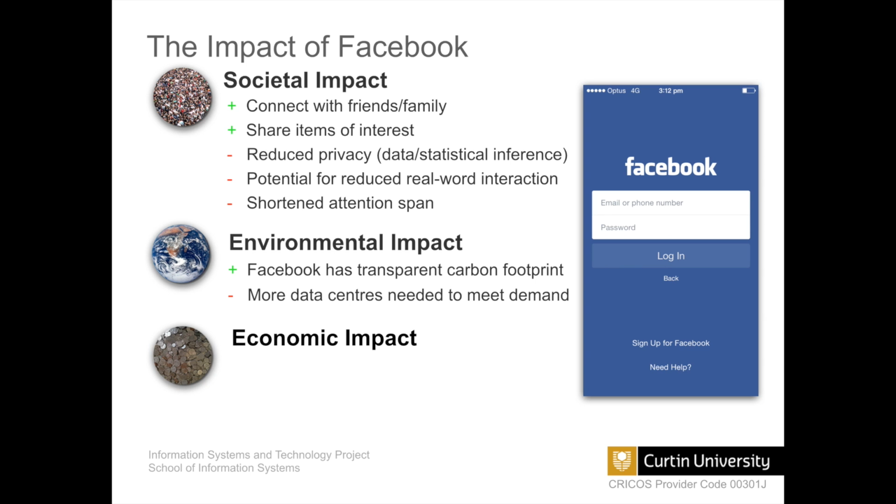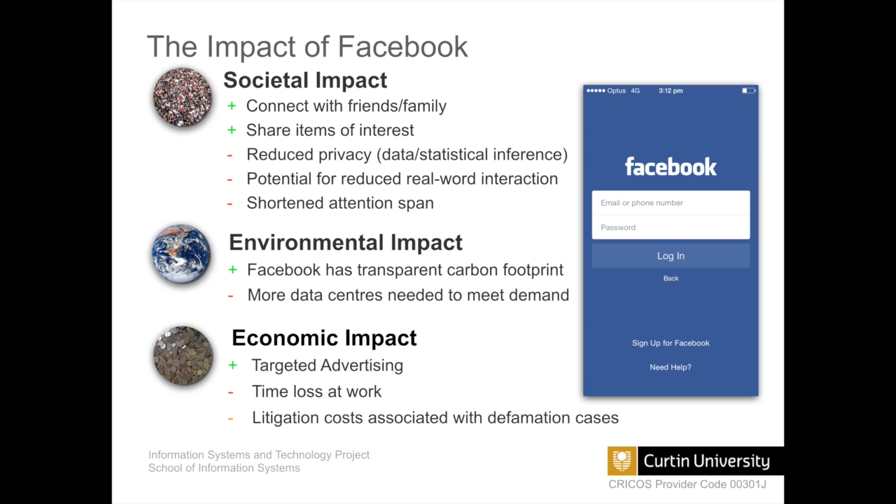From an economic standpoint, targeted advertising based on the social network of friends and likes is of value to online retailers. On the downside, some workplaces are concerned that people are spending more time at work on Facebook rather than working, leading to lost productivity in the workplace. Social media defamation cases are also finding their way into our courtrooms, adding to an already heavily loaded judicial system.